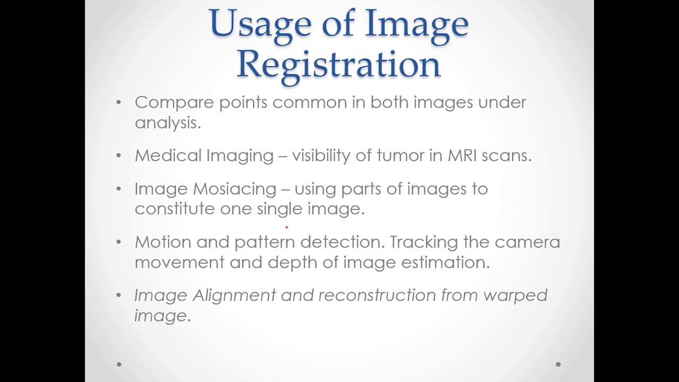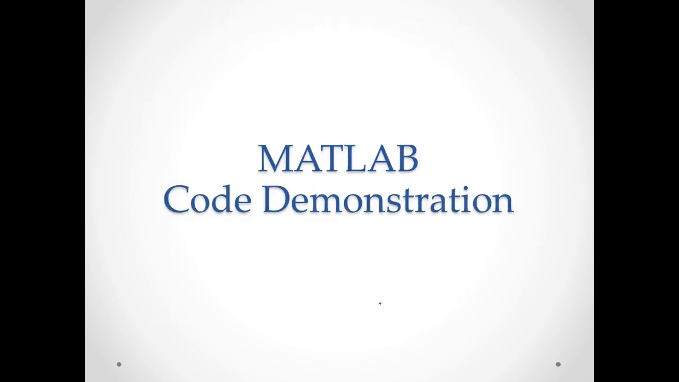You have different images, different frames of a moving object. You can correlate all these frames to have an optimized flow, a constant flow of the object, so that it looks like motion. And finally the topic of our project, which is image alignment and reconstruction of the warped image. Now we will go through the MATLAB demonstration in the next video.